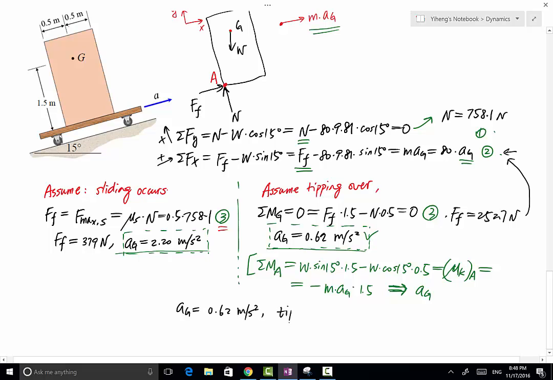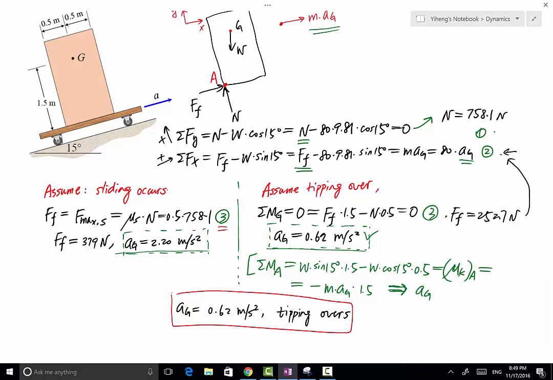And this is when tipping over occurs, because it takes smaller acceleration to cause tipping over. It is easier to cause tipping over. It is harder to cause a relative sliding. So that's the final answer to this problem. So even after you have made the assumptions, have done the calculations, you still have to make a decision.